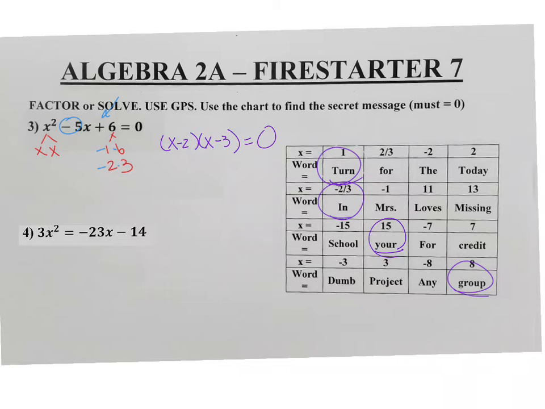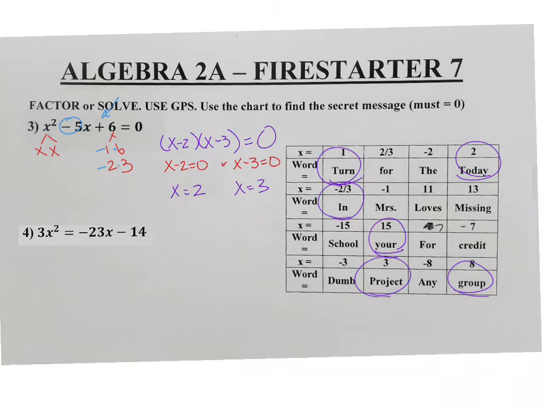Now that it works, I'm going to set each parentheses equal to 0, so I'm going to say x minus 2 equals 0, or x minus 3 equals 0. So I have x equals 2, x equals 3. And I believe, guys, this is supposed to be 7, and this is supposed to be negative 7. I think I had it backwards when I made my chart. So that's going to give me 2 and 3.